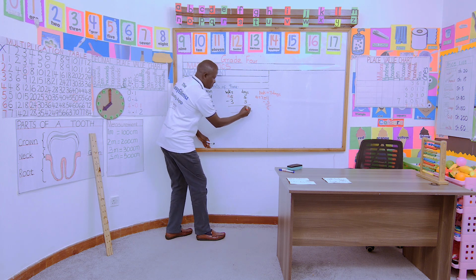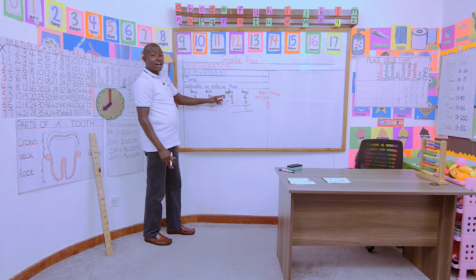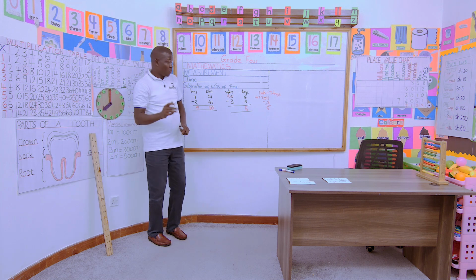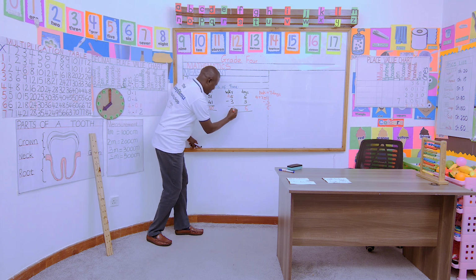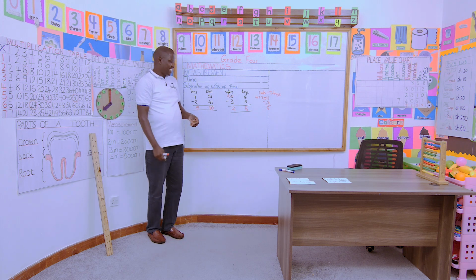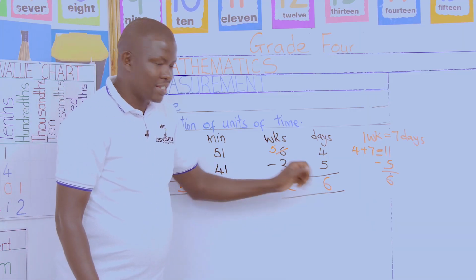So, on this column, we write 6 days. Here we are remaining with 5 weeks, take away 3 weeks. Tom, what do we get? We get 2 weeks remaining. Learners, this is how we have done it. Our answer becomes 2 weeks, 6 days.